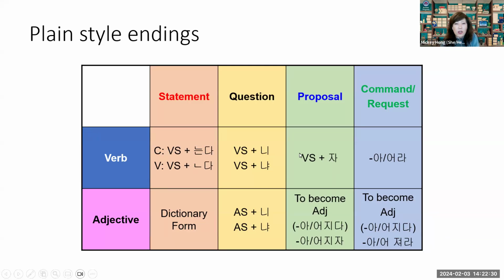If it's a question, you either add 니 or 냐 to the stem or the base. Remember, proposal, you put 자 after the verb stem, and you cannot propose an adjective, but you can do something like this: 아/어지다. 아/어지다 means to become that way. So 아/어지자, let's become this way or that way. And command would be 아/어라. When you say 하세요, that's very polite, you guys. 아/어라, or just 아/어, can also be a command or order, and it's pretty strong. Okay, 아/어져라, let something become a certain way.